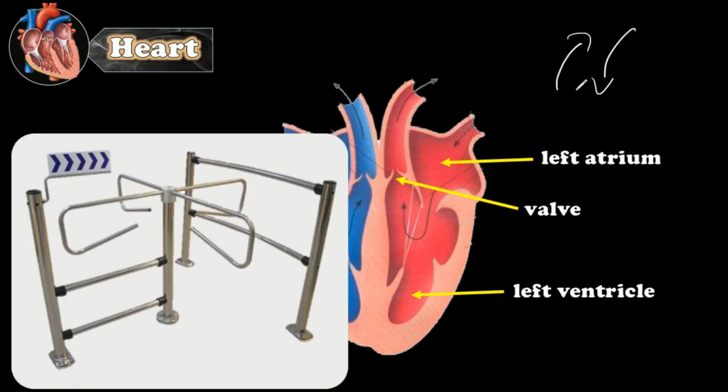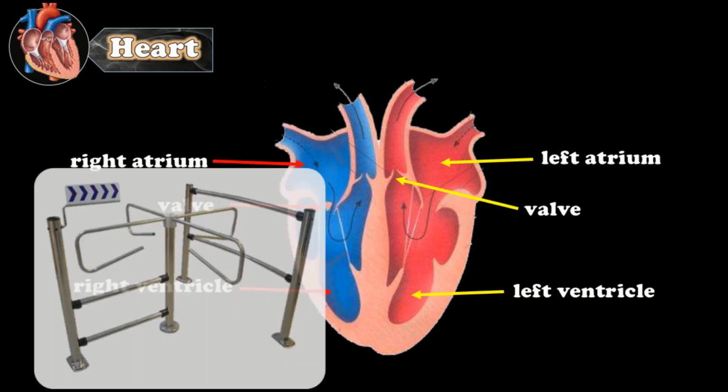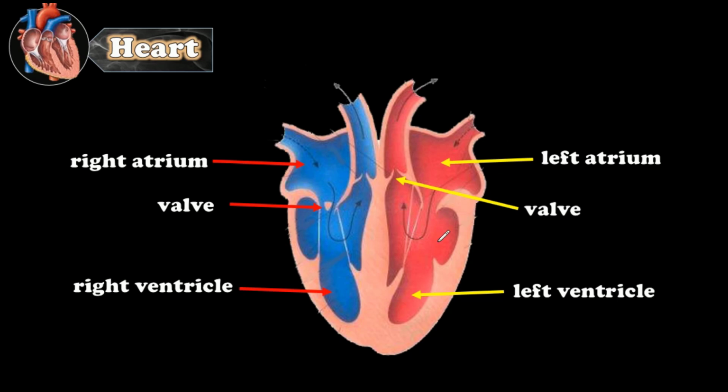Like in supermarkets and in some malls, you have a door like this one. It allows you only to enter the mall. It doesn't allow you to go out. If you want to go out, you have another door. From this door, you can only enter. You cannot go back. So valves have the same job. They allow you only to enter, and do not allow you to go back.